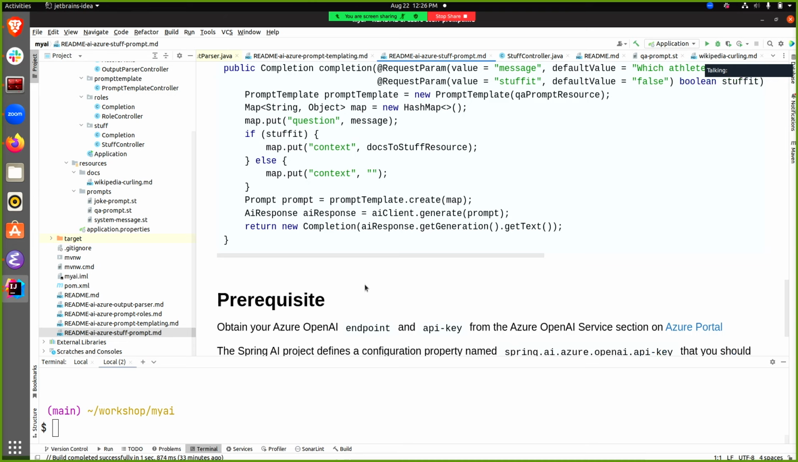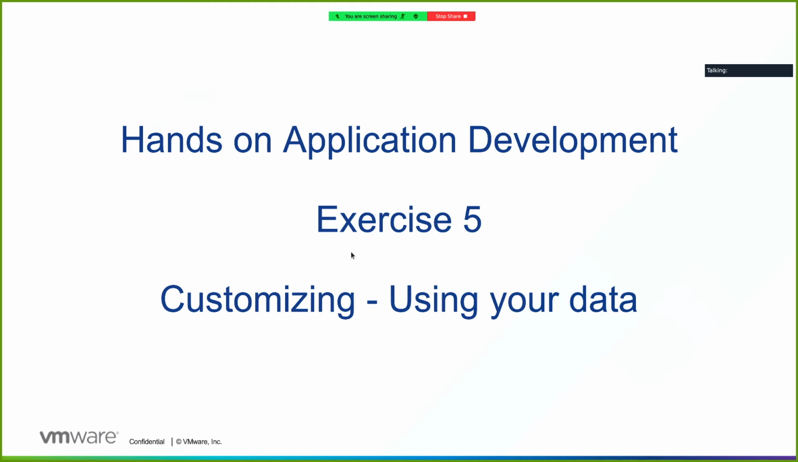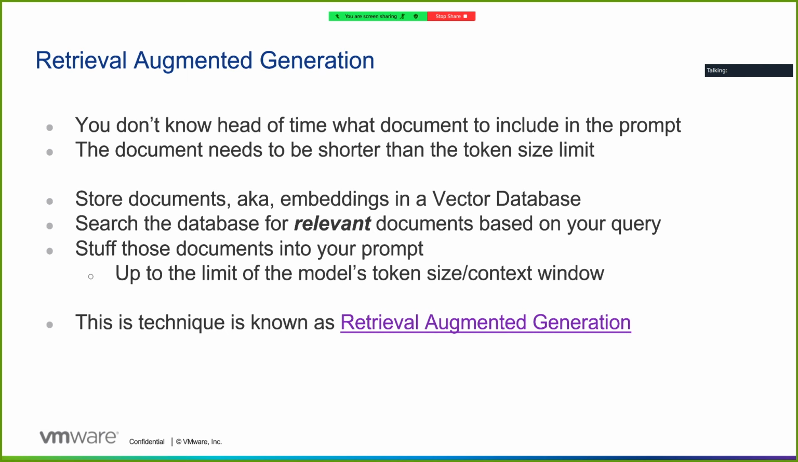All right, so zooming along. This is where it starts to get to the question you had earlier. This is a contrived example. I made a purpose-built endpoint to answer questions on curling. But it's probably not the most common use case, right? So you don't know ahead of time what document to include. And the documents need to be shorter than the token size, right? So if you wanted to have it answer questions about every event in the Olympics, you'd have to download every Wikipedia article about every event, and it's going to be larger than the context size window.